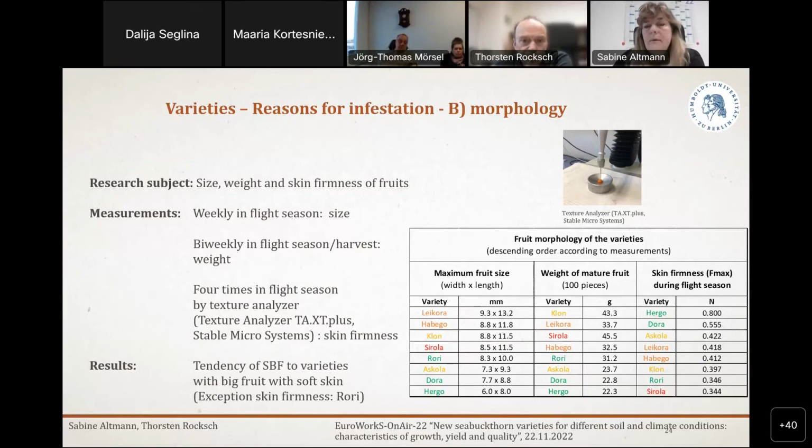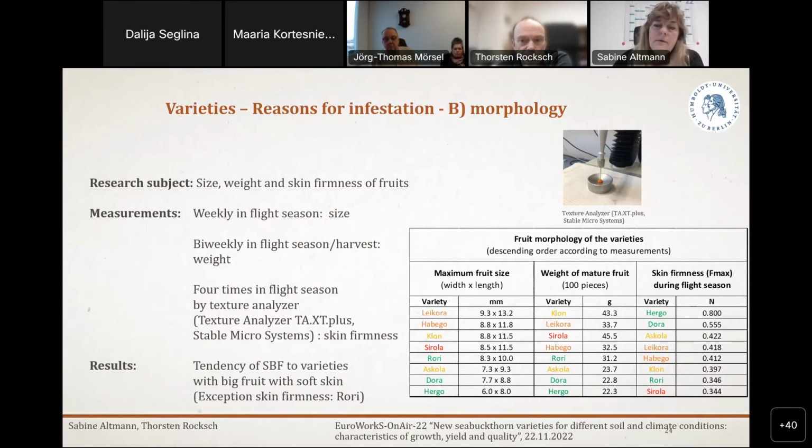If you look at the table on the right, the first 2 columns, the maximum fruit size and the weight of mature fruits, show that the more susceptible varieties like Jura, Habego, Klon, and Cirola have the biggest and heaviest fruits, whereas the less susceptible varieties have the smaller fruits. If you look at the right column, the skin firmness, you see it's almost the other way around.